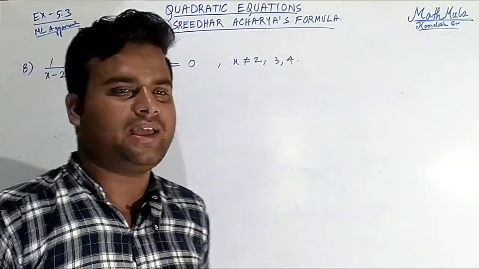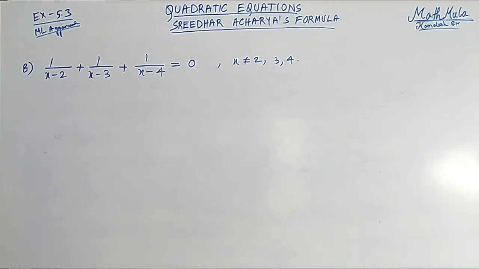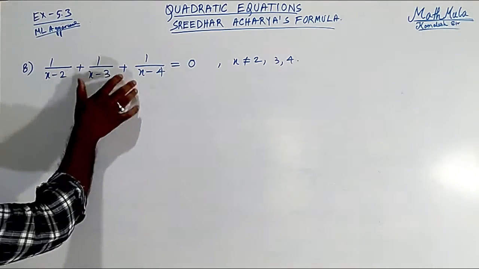Now we solve sum number 8. The sum is 1 by x minus 2 plus 1 by x minus 3 plus 1 by x minus 4 is equal to 0, where x is not equal to 2, 3 and 4. Okay. So first simplify this sum.